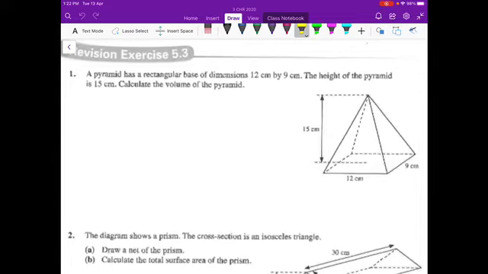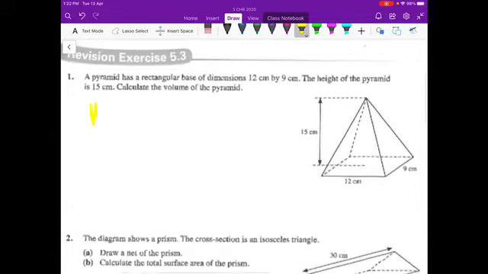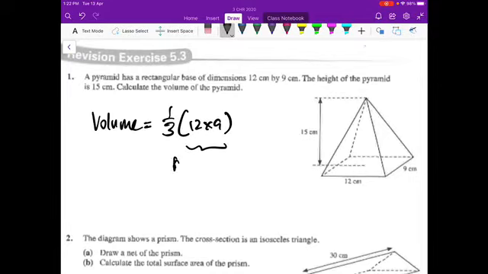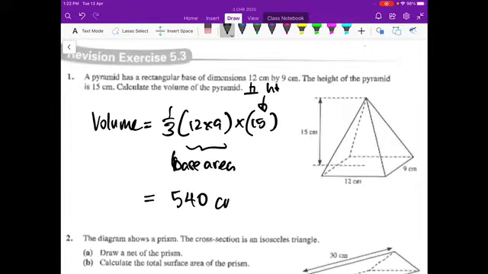So base area, simple. Volume, 1/3 base area, 12 times 9. This is our base area, times the perpendicular height, given to be 15. So 540 cubic centimeters.